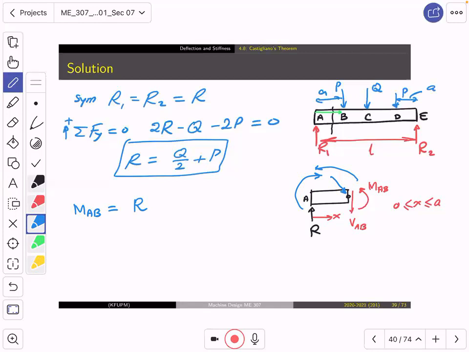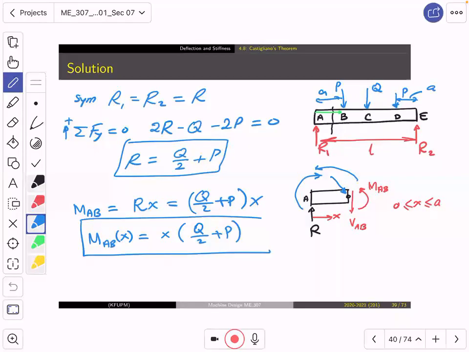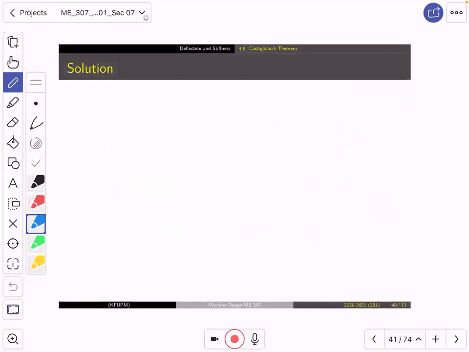Now, what is R? R is Q over 2 plus P, and then this is X. So if I want to write this in a better, complete form, I can write MAB as a function of X is equal to X multiplied by Q over 2 plus P. This is the first equation that I got. And don't forget that for this equation, X is less than A and greater than 0. Understood? Now, we're going to go to the next one.